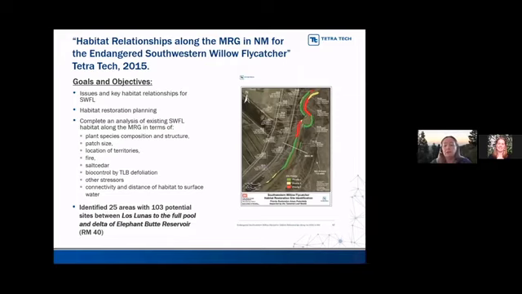And initially in that 2015 report, identified 25 areas with 103 potential sites. So if you look at the map here to the right, that's an area, and then there's a number of sites, and their different colors are different priority levels. At that time, the study went from Los Lunas down to the Elephant Butte Reservoir.